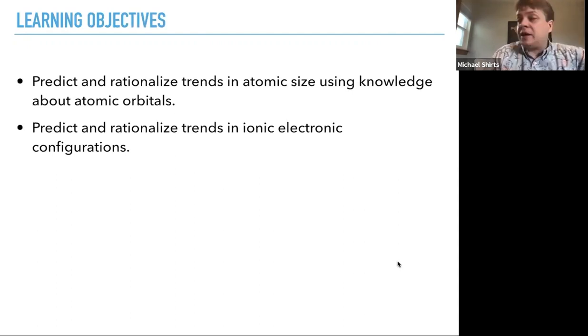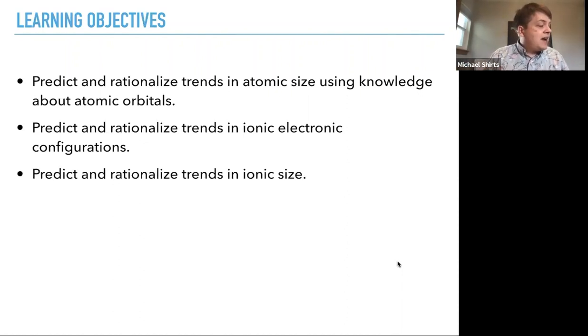We've talked a lot about the elemental configurations, but what about when you lose electrons? How do you understand those trends? And then predict and rationalize trends in ionic size. Once we know the electron configurations, how does the ionic size change?